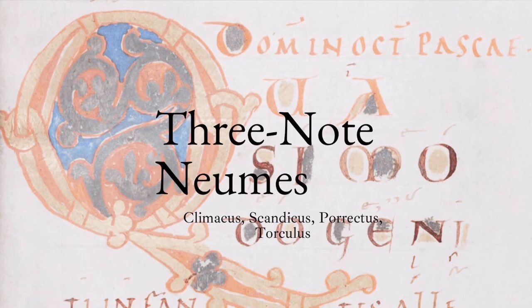In this video, we are going to talk about three-note neumes: the climacus, the scandicus, the pes rectus, and the torculus. Again, this is a very broad overview. If you want to learn more about three-note neumes, I highly suggest that you refer to Dom Cardine's Gregorian Semiology, or you can reach out to me by email and we can set up a time to talk. All right, let's get started.